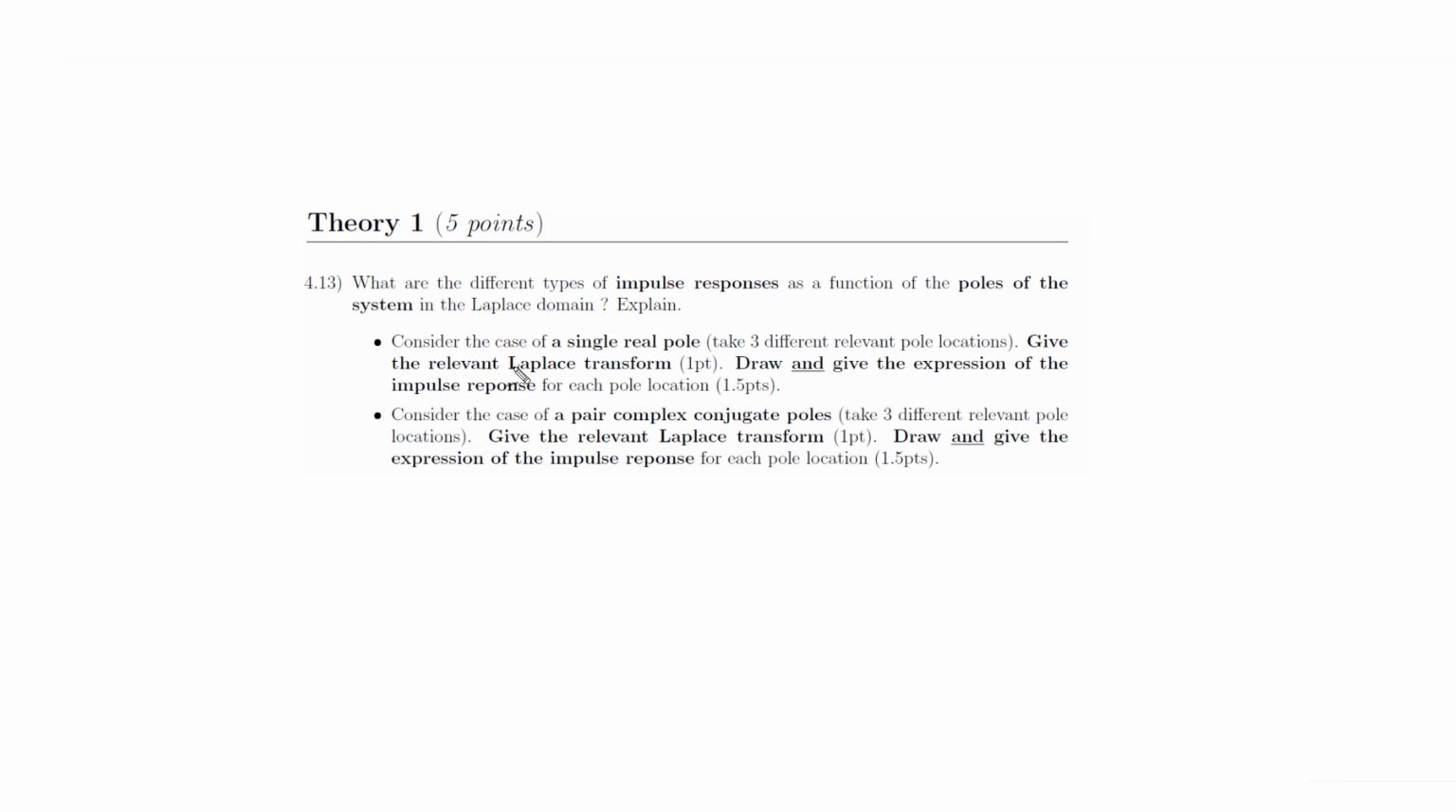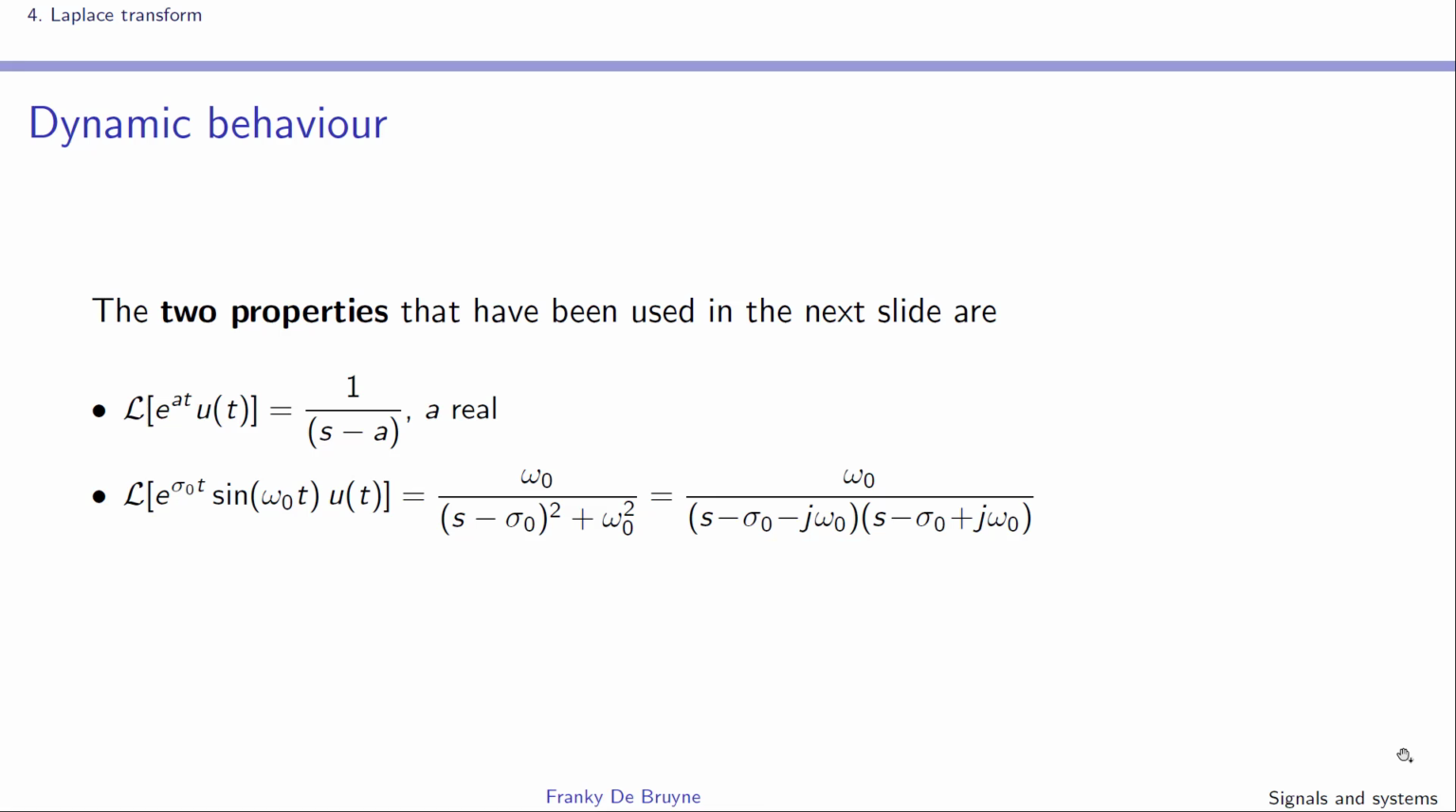So you have to give a relevant Laplace transform, or a Laplace pair, that will help you explain your answer, and then you have to give the expression of the impulse response as a function of the pole location and draw it. And for both cases you will see that there are really 3 different relevant pole locations. Well, these are the 2 Laplace transforms that we'll consider. Here we have a transfer function with 1 real pole. A is real over here.